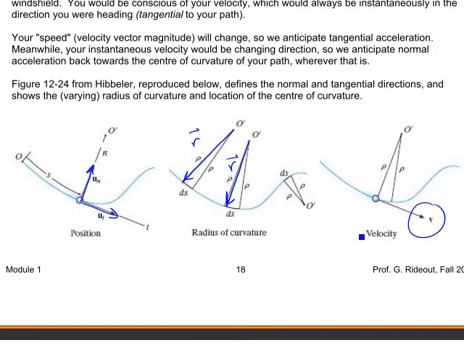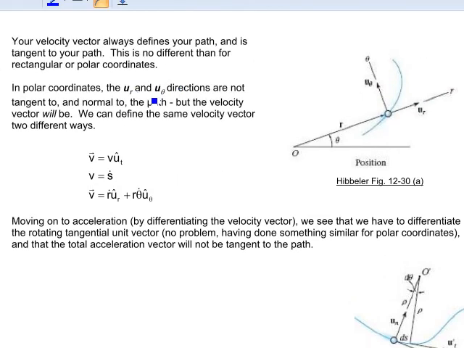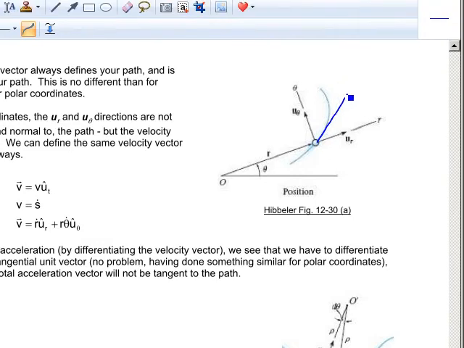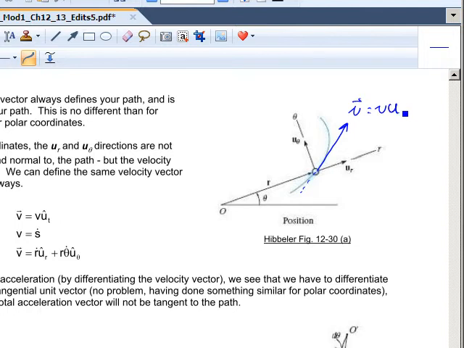Moving on to page 19, if we contrast this with polar coordinates, in polar coordinates the UR and U theta directions are not tangent to and normal to the path, as I've said in lecture, but the velocity vector will be. So you've got one velocity vector as you're driving in your car, and we can express it as being tangent to the path. Here's velocity v, which is your magnitude times your tangential unit vector, and then your normal unit vector is perpendicular to that, but in towards the center of curvature. So you can see the difference between the UR and U theta directions and the UT and UN directions.